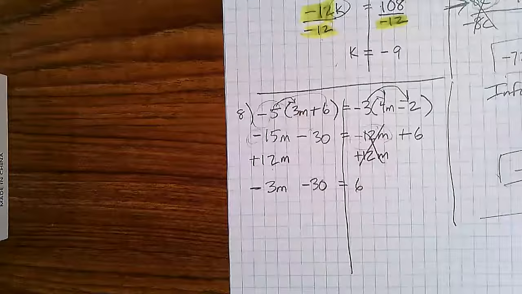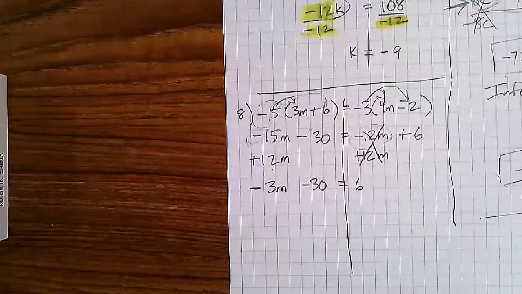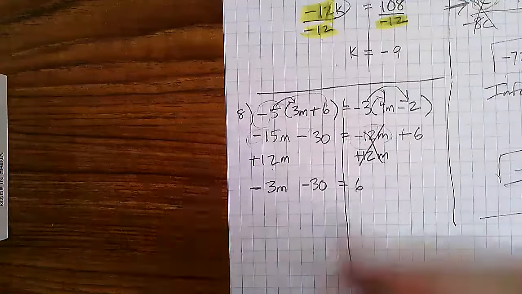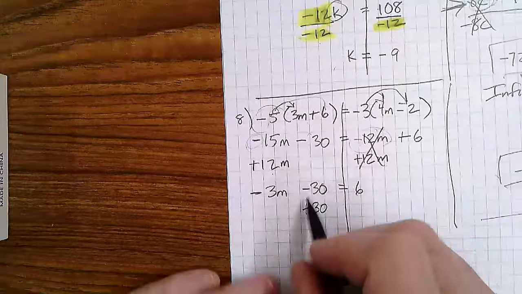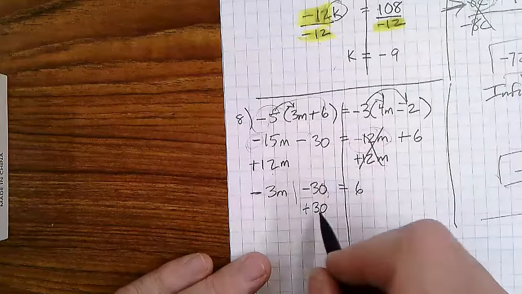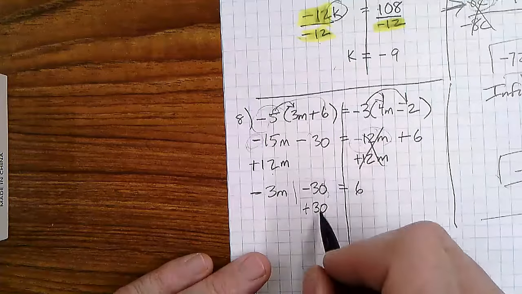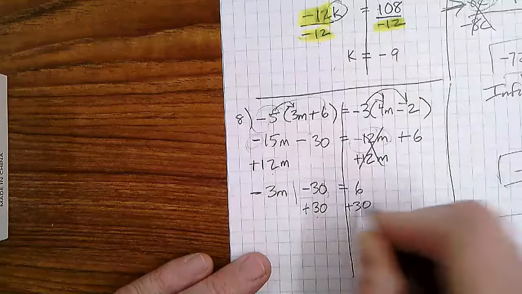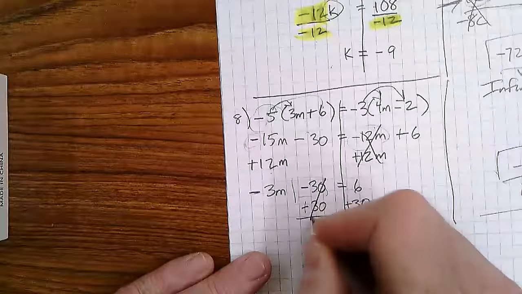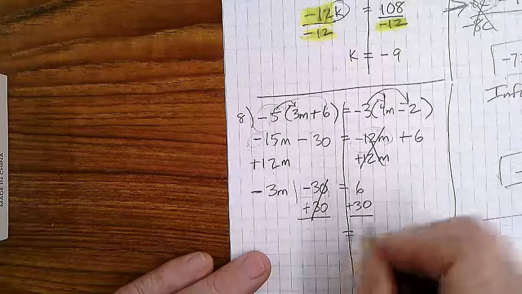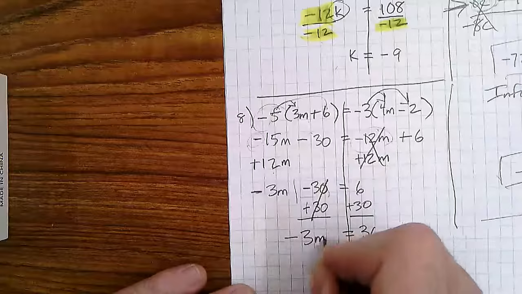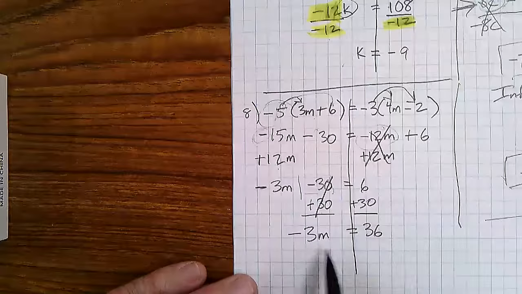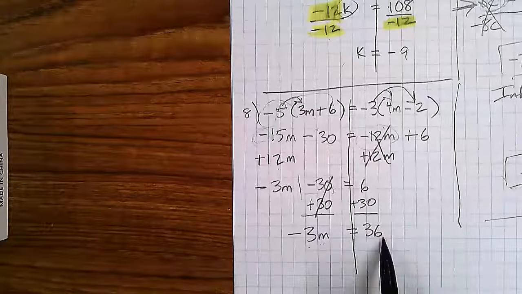And so now I'm almost there. I want to get that -3m by itself so I can solve for m. So I've got to get rid of that -30. So I'm going to add 30 to both sides. And the reason I'm adding 30 is because it's already negative. So I want to add. I want to do the opposite. So this goes away. You add this, you get 36. And you get -3m over here.